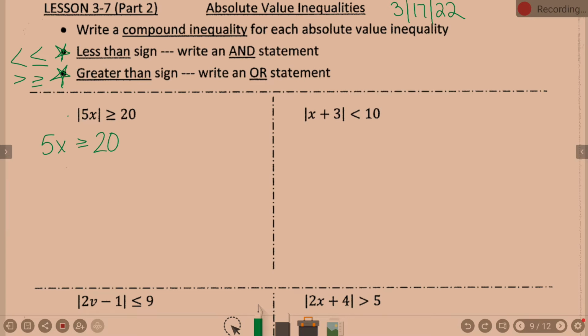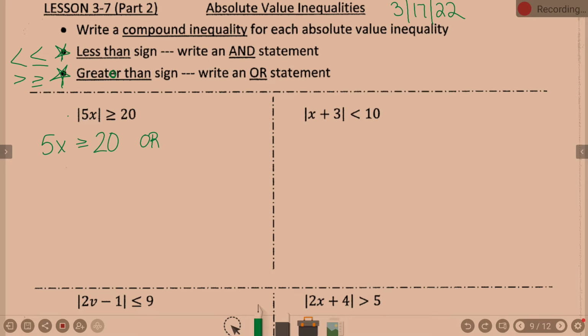Now, what type of sign is this? This is a greater than sign. Greater than sign uses what word? And I agree with what Jacob said. Or. Okay, and you can even think right here, greater than, if you want. But that's the trick I use, if you're trying to remember, do I use and or or? Greater than. It's not how you say greater than either, is it? So greater than, so it's going to be or.